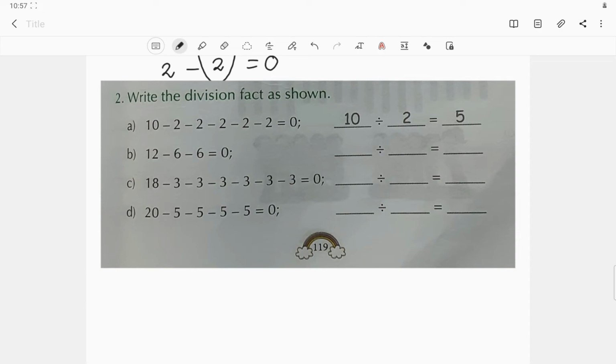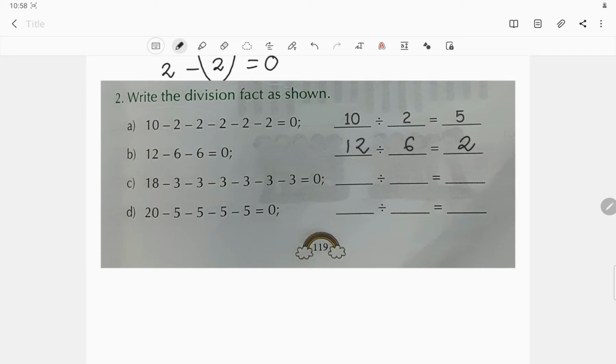So here, 12 is divided among 2 people. So each will get 6. Now the question is, 6 is repeated how many times? 2 times. So you have to write here 12 divided by 6 and you will get 2.